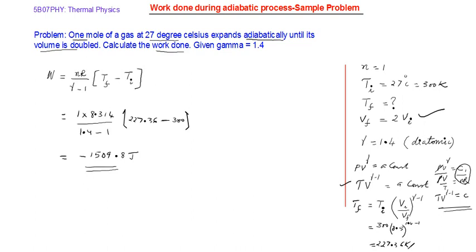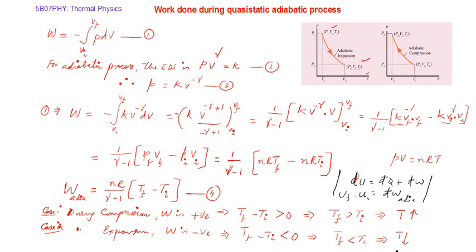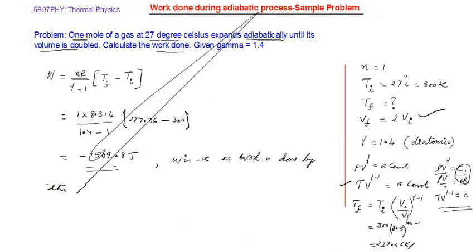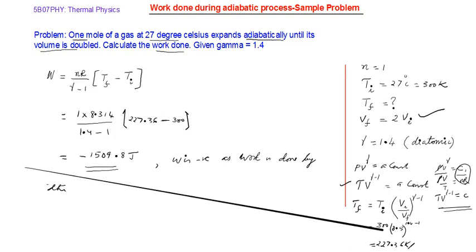So let's add a comment as per our convention. W is negative as work is done by the system, at the expense of its internal energy. I hope you understood the problem. Let's wind it up. Thank you.